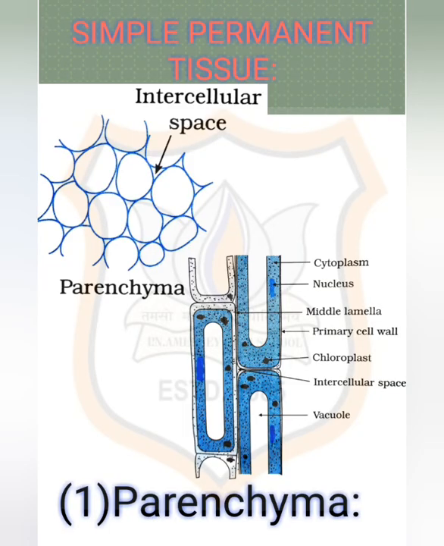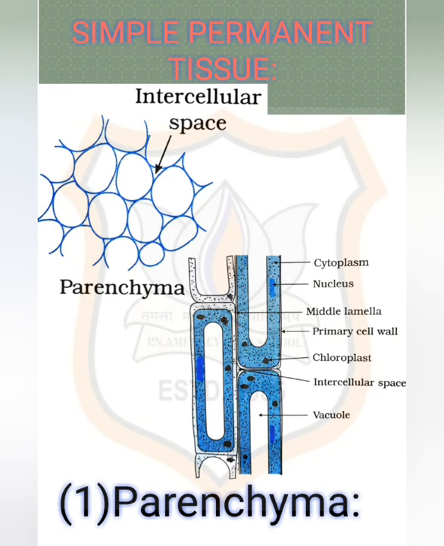Now the first part, simple permanent tissue. The simple permanent tissue is made up of similar types of cells, and hence they look like each other. So here the very first part of the simple permanent tissue is parenchyma. Parenchyma is actually unspecialized cells with thin cell walls. Now live cells loosely packed with large intercellular spaces between them.